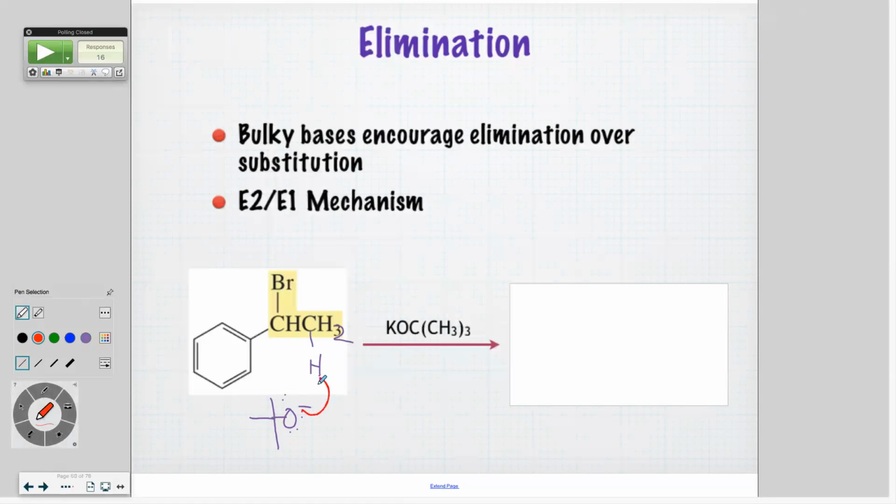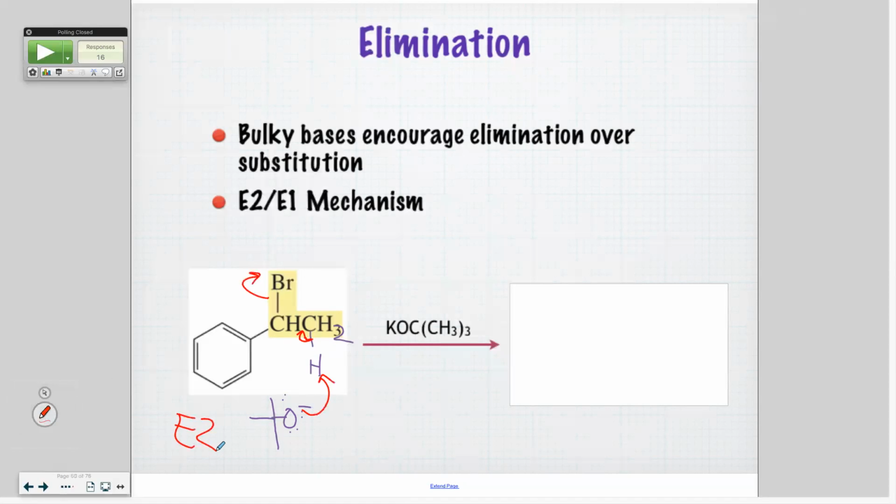Okay, so I'm going to grab the proton. Where do these electrons go? In here, and then the bromide leaves. Okay, that's E2. Why does it say E2/E1? Do you remember what the E1 was? You go through what intermediate? Good review for the final.